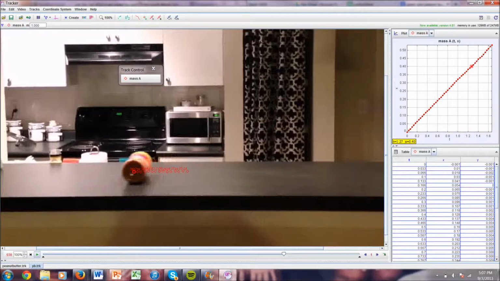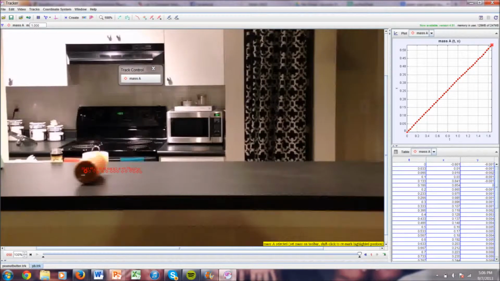As you can see, it makes a straight line, proving that it is moving at a constant positive velocity. The dots represent the center of mass of the peanut butter can. The table on the right shows the position versus time of the peanut butter can. It is a straight line, which means constant velocity. On a position versus time graph, the slope is equal to the velocity, which proves that it is constant.